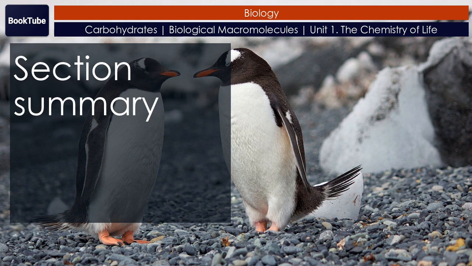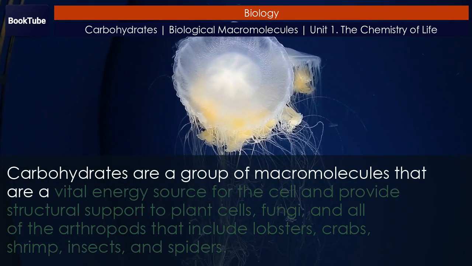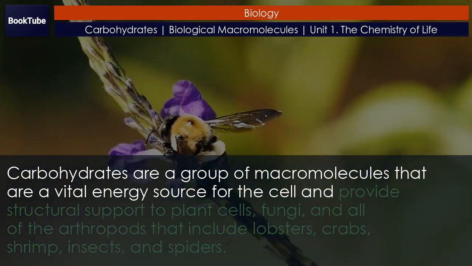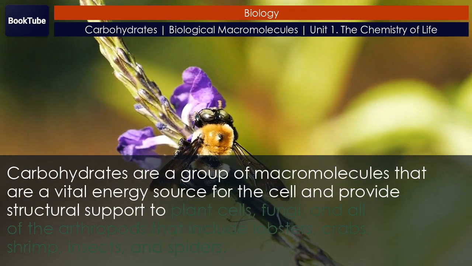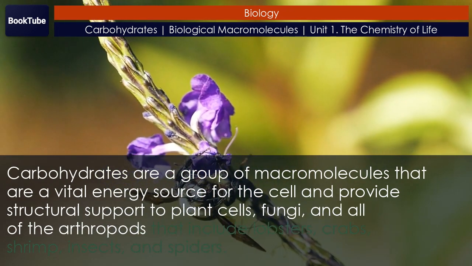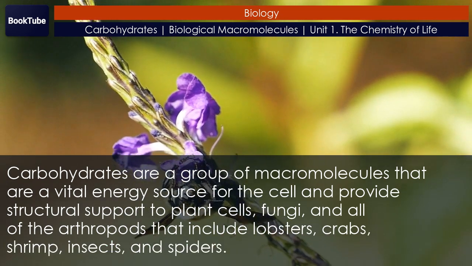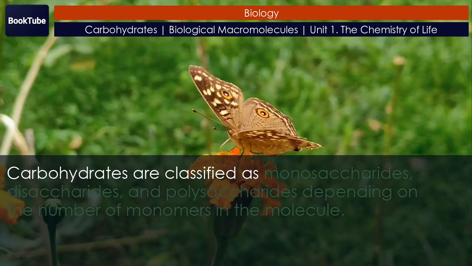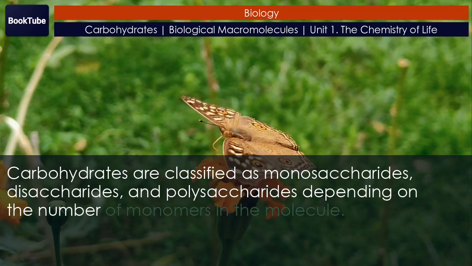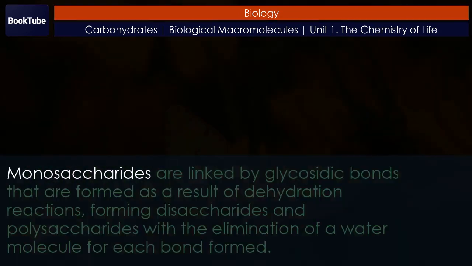Section summary. Carbohydrates are a group of macromolecules that are a vital energy source for the cell and provide structural support to plant cells, fungi, and all of the arthropods that include lobsters, crabs, shrimp, insects, and spiders. Carbohydrates are classified as monosaccharides, disaccharides, and polysaccharides depending on the number of monomers in the molecule.